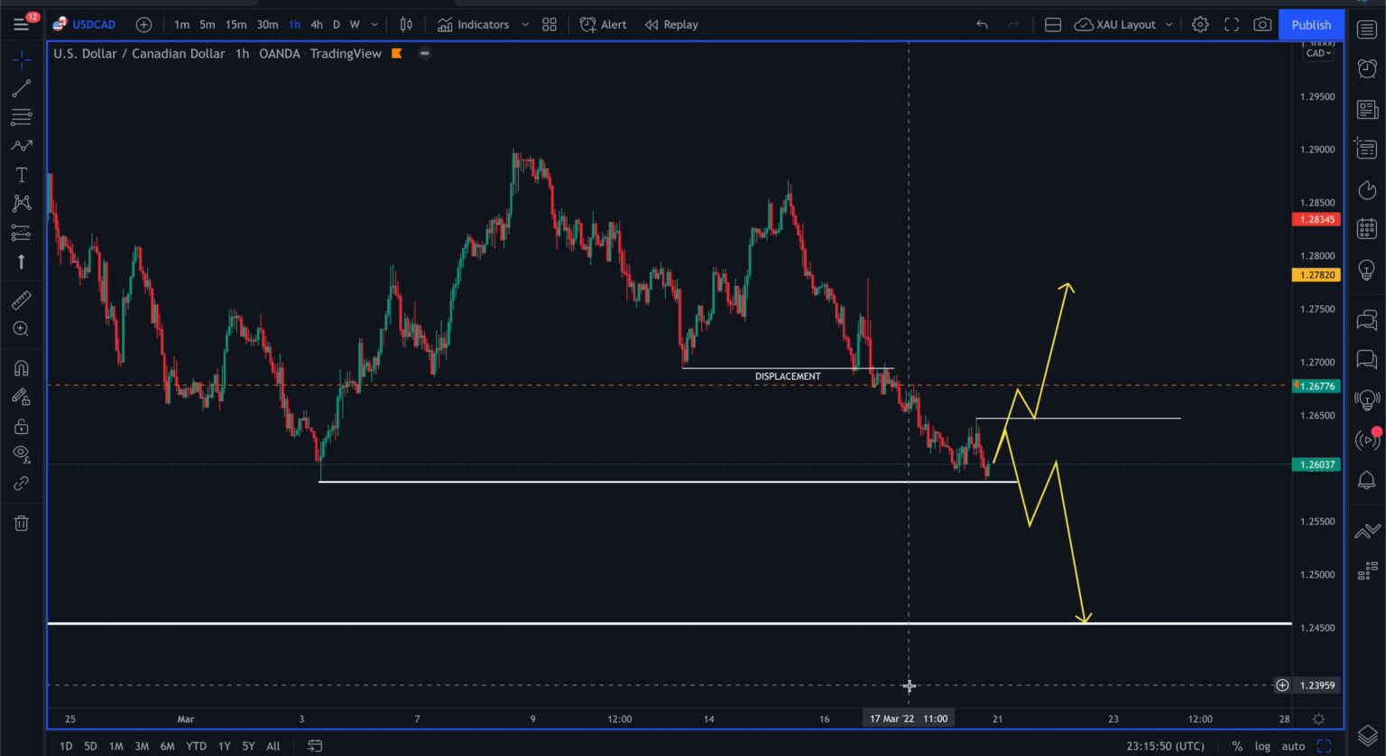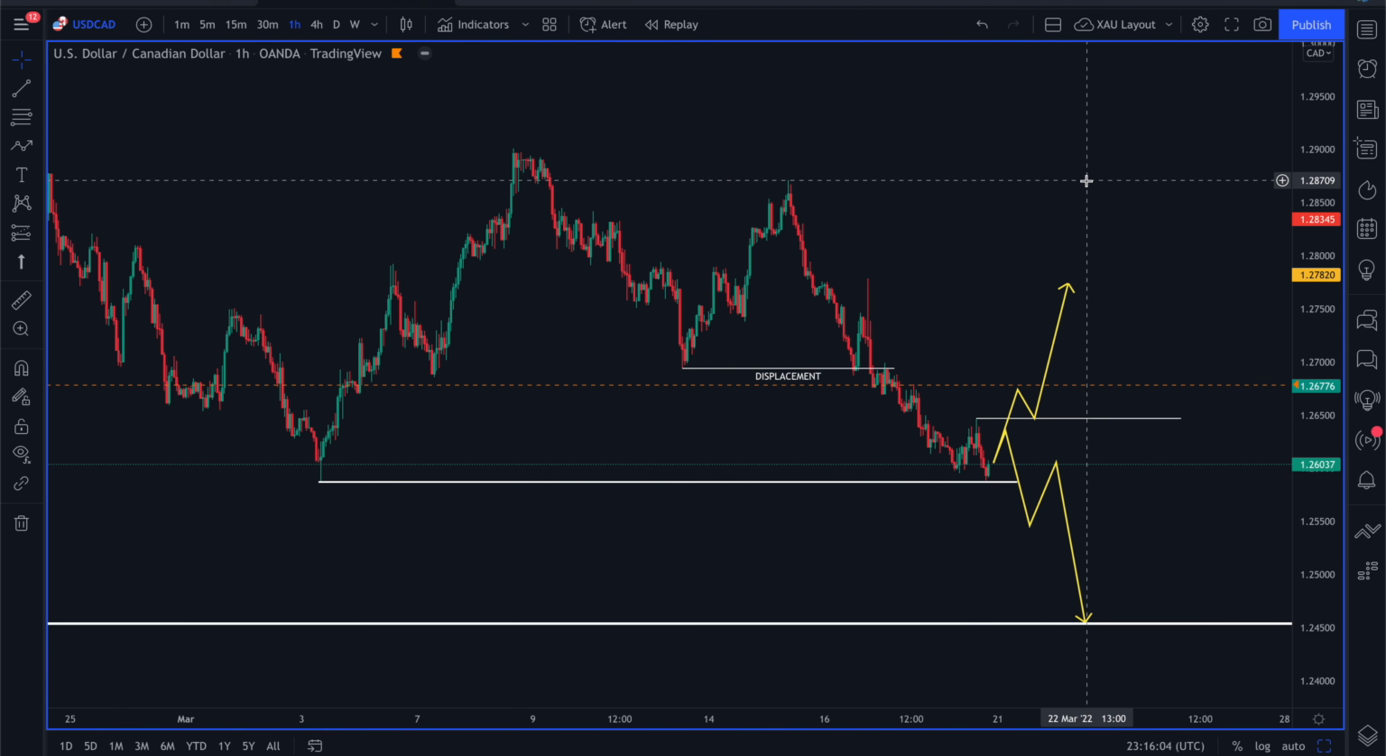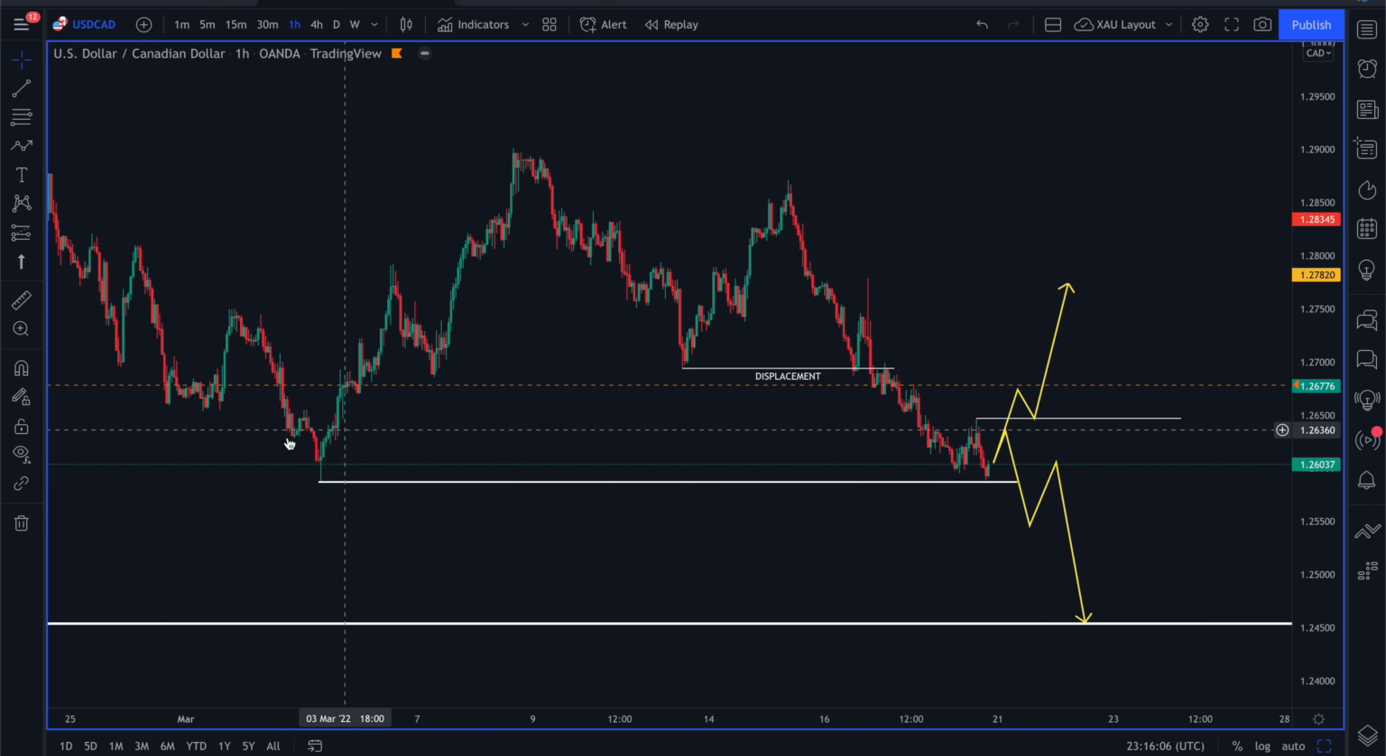There is no clear direction as of yet. The overall structure of this market is bearish, so we do realistically want to be looking for those sell positions and trying to capitalize on a sell position, but price could actually start to trail back up as it hasn't displaced this low here yet.